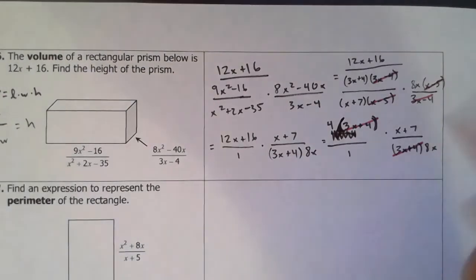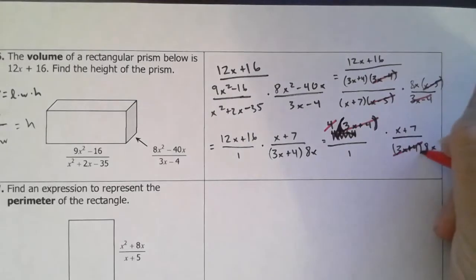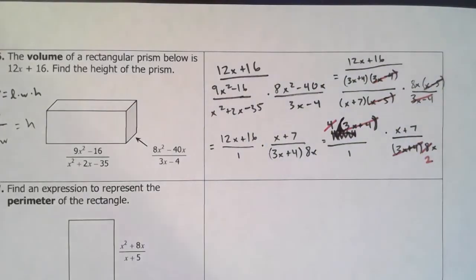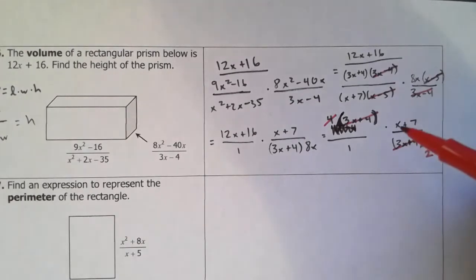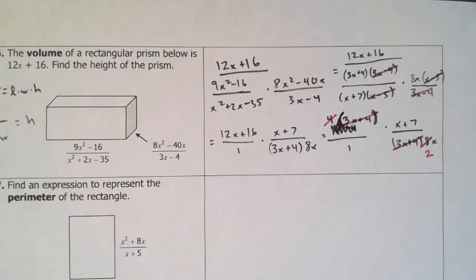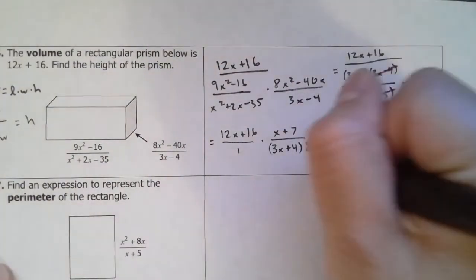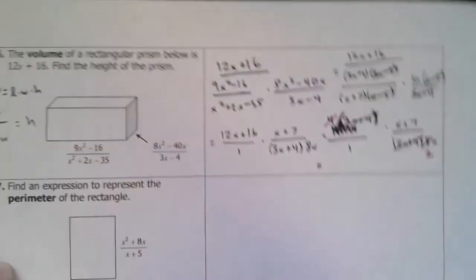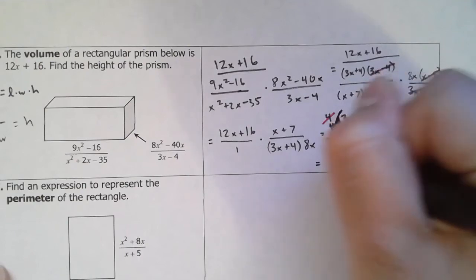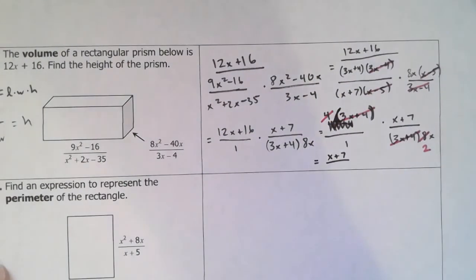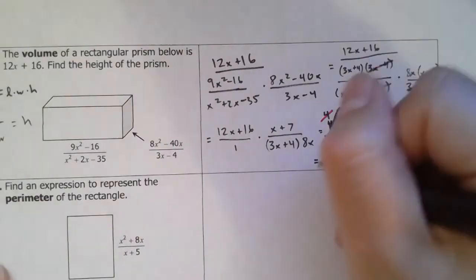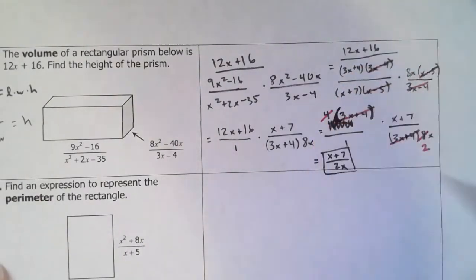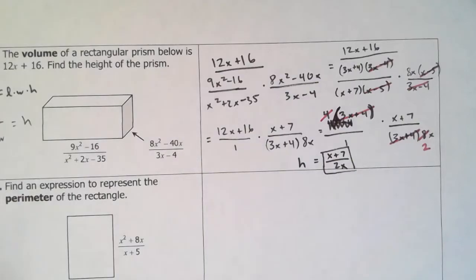also this 4 with this 8. This 8 becomes 2, and then this one here is x plus 7, so it's not a product, so I can't cancel out with this guy. So I get left with x plus 7 over 2x, and this is what we're looking for. Yeah, my height. This is the height of the volume.